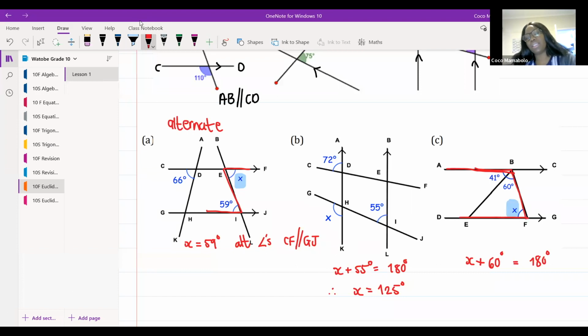So that x plus 60, what else must be plus there? Plus 41. Good, plus 41 degrees is equal to 180. And what's your reason?